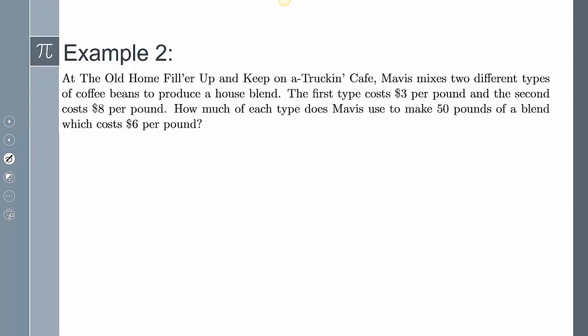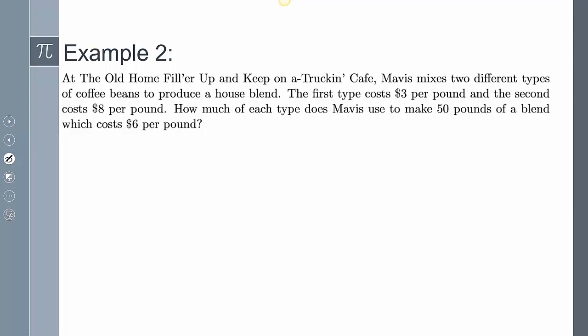The second example says, at the Old Home, Filler Up and Keep on Trucking Cafe. Wow. The Old Home, Filler Up and Keep on Trucking Cafe. That is a name. Mavis mixes 2 different types of coffee beans to produce a house blend. The first type costs $3 per pound. The second costs $8 per pound. How much of each type does Mavis use to make 50 pounds of a blend which costs $6 per pound?